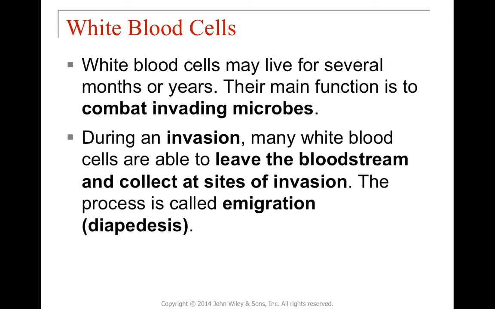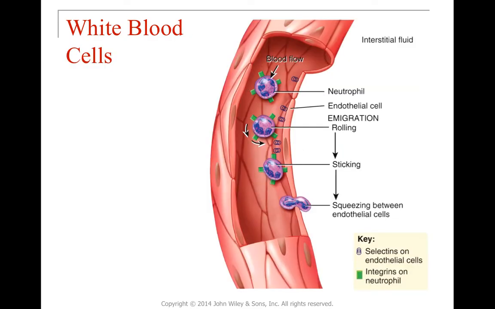Actually, they could live for several months. Some of them live for years. And their main function is immune response, so combating microbes that have invaded your body. During this invasion, white blood cells generally are going to leave the bloodstream and collect at wherever the invasion site is. This is called emigration or diapedesis. It looks kind of like this.